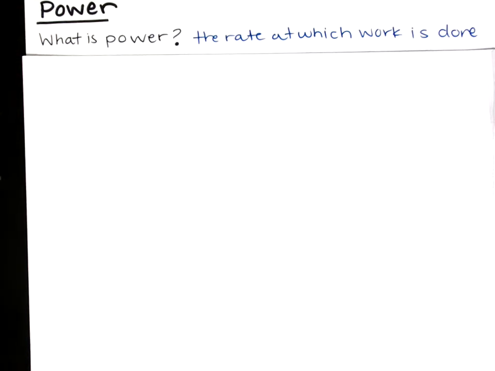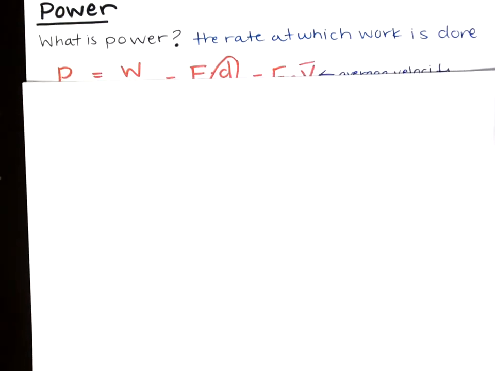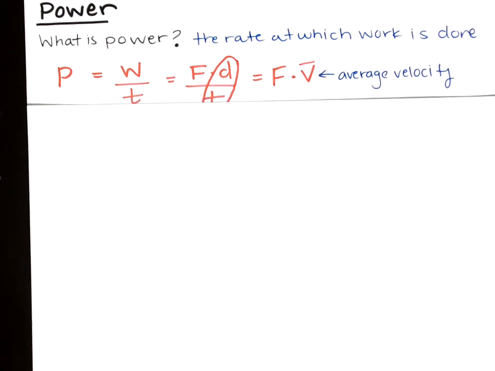Okay, so today is an extension of what we learned about work. We're learning about power. So the question is, what is power? Well, power is the rate at which work is done. So our equation for power is equal to work over time.